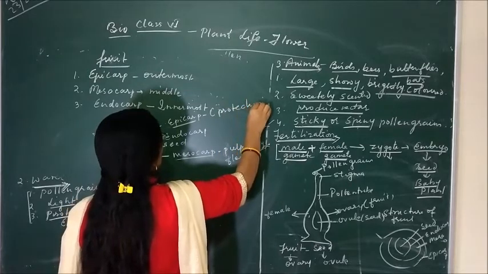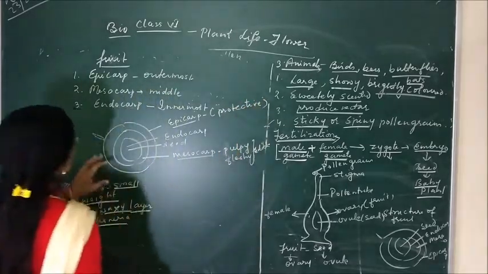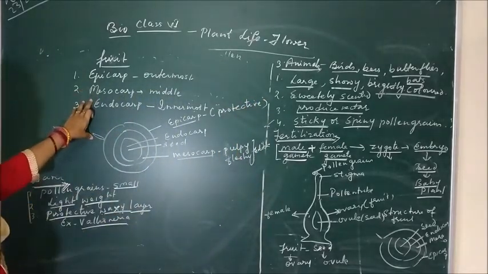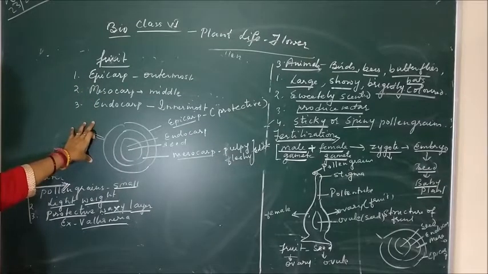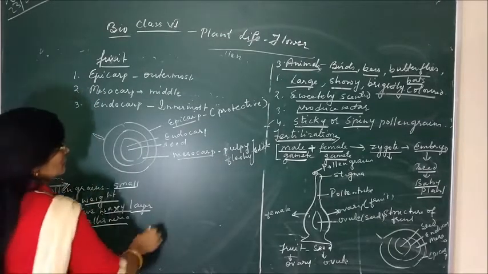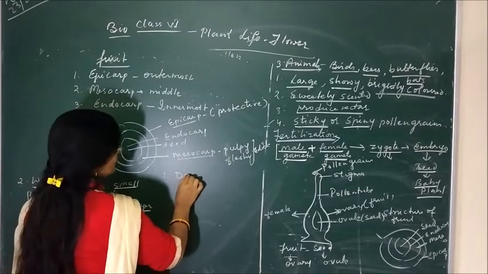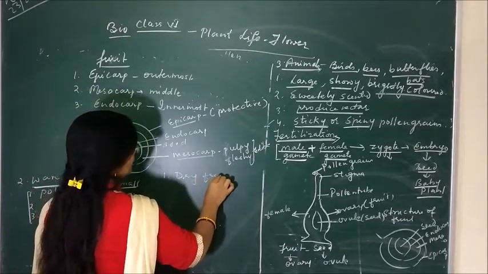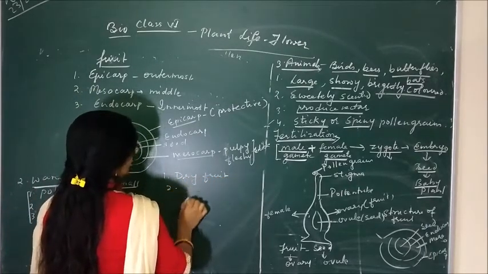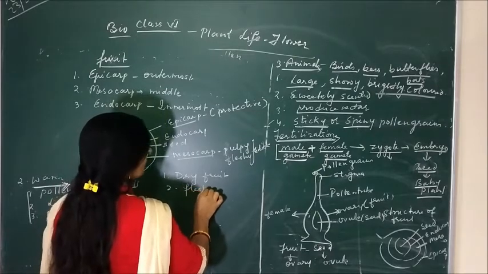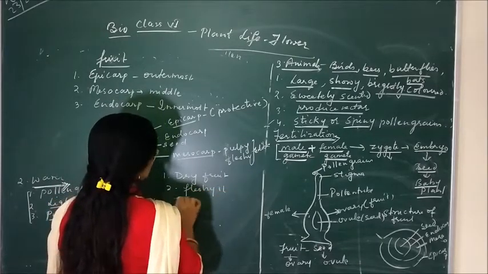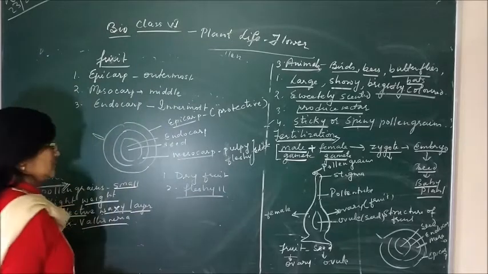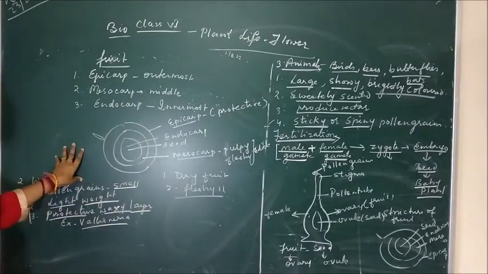So the fruit is divided into three layers: epicarp, mesocarp and endocarp. And fruits are also divided into two types: the first one is the dry fruit and the second one is the fleshy fruit. These two we will discuss tomorrow, as well as the parts of the seed.